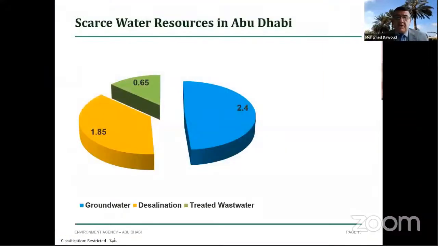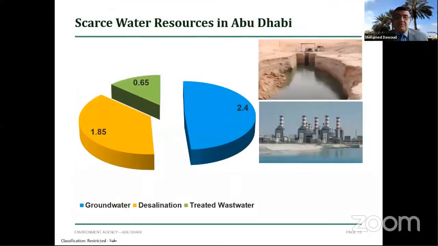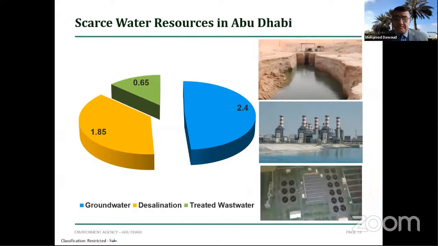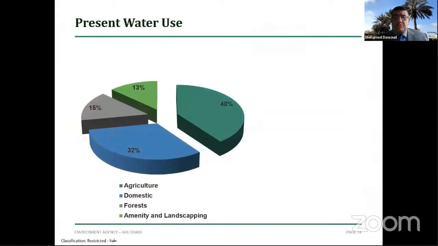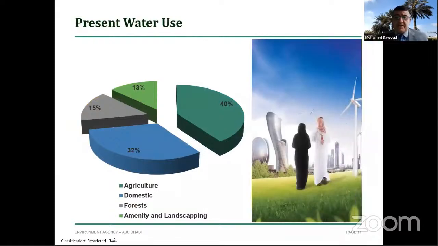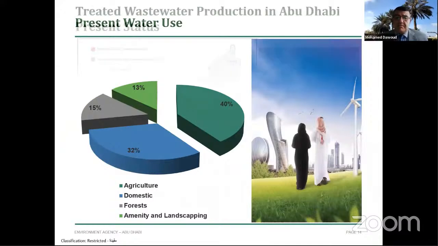In Abu Dhabi Emirate, we have three main resources. The first one is groundwater, which contributes about 60%, and we have desalinated water, of which we are producing about 1.8 billion cubic meters in the UAE in general and Abu Dhabi. And we are also using treated wastewater, but at present this is used for agriculture, domestic use, forested areas, amenity plantation, and other purposes.